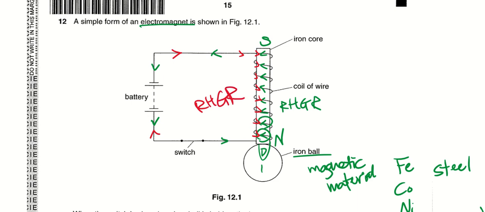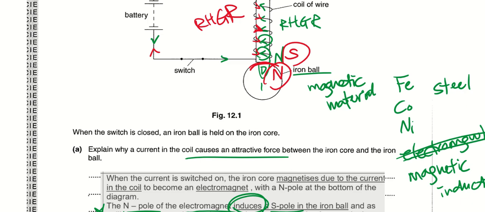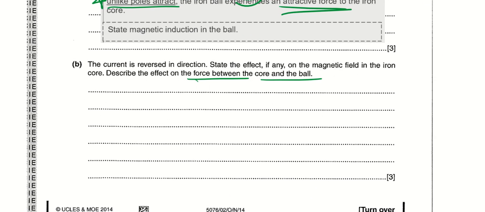So why don't we use Fleming left hand? Because there's no external magnetic field, right? So if I were to use the red arrows and I apply my right hand grip rule, my north will be here, my south will be here. So what will happen to this side of the iron ball? It will then be induced with a north pole, right? So because it's by magnetic induction, but because unlike poles attract, the ball will still be attracted to it. Let's see how to present the answer.